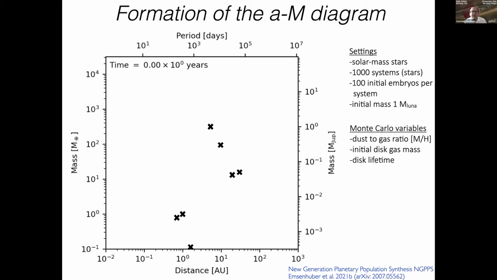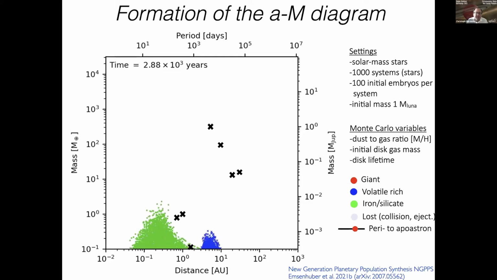Since we plot all 1,000 systems, you cannot see which planets are together in one system. By the way, the black crosses are the solar system, but you can see how the population grows and evolves. So let's get started. Exactly, the colors give you the bulk composition of these planets.